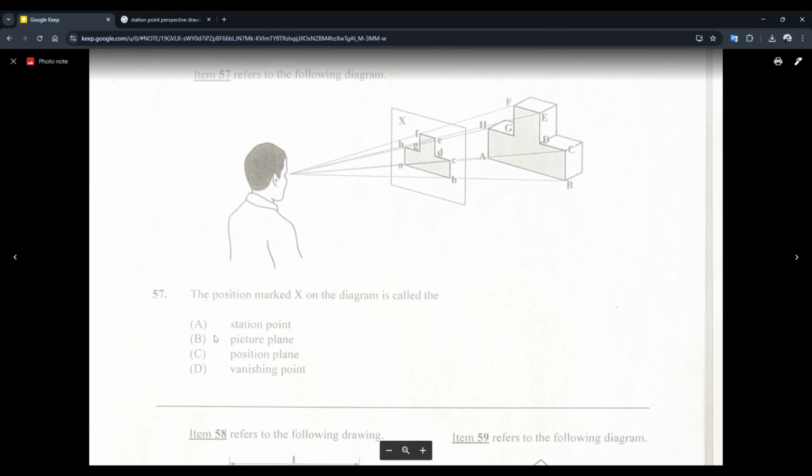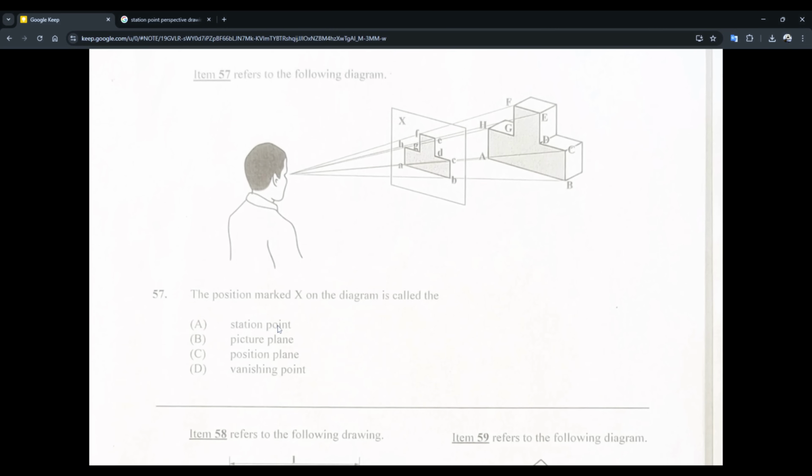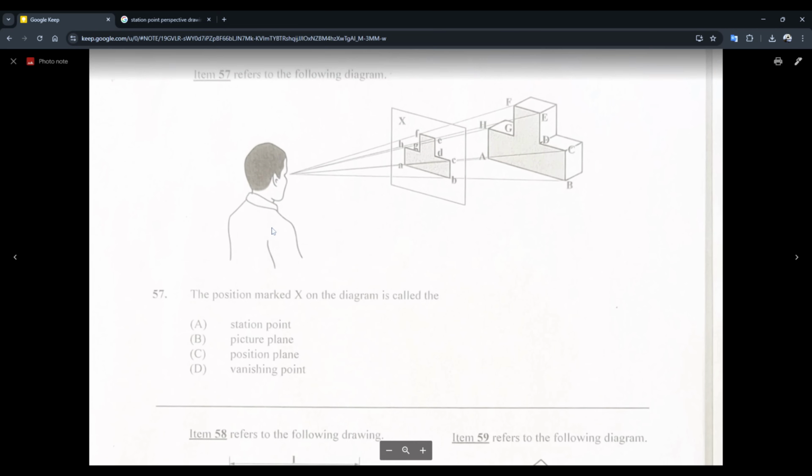Number 57, the position marked X on the diagram is called the, right, so the position marked X. So we see a gentleman, we see what looks like a picture, see an object. What is X? Station point. No, the station point is where the person is viewing from. So that would be here. This would have to be the picture plane.